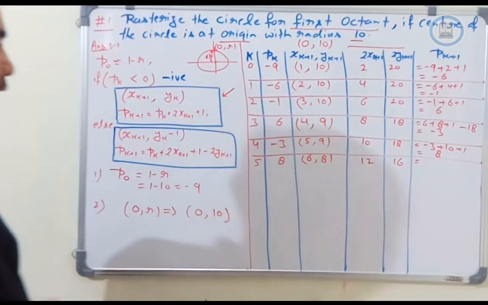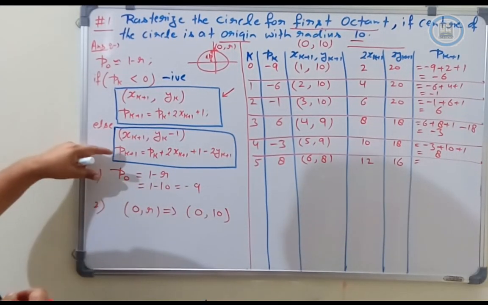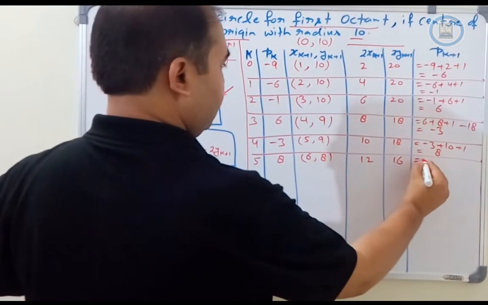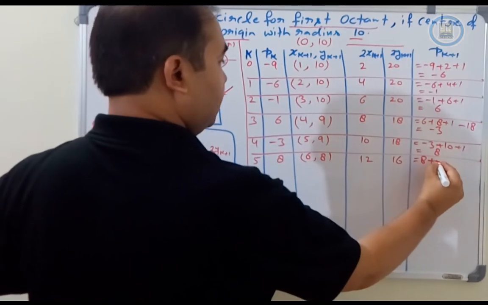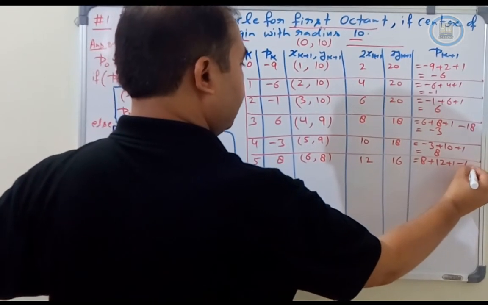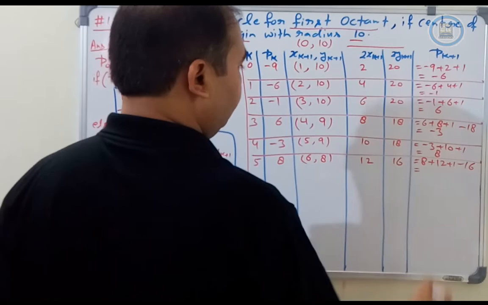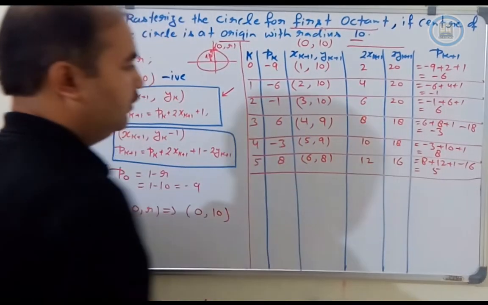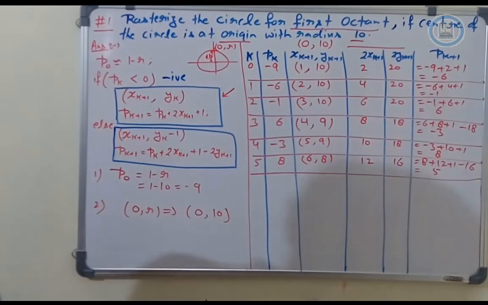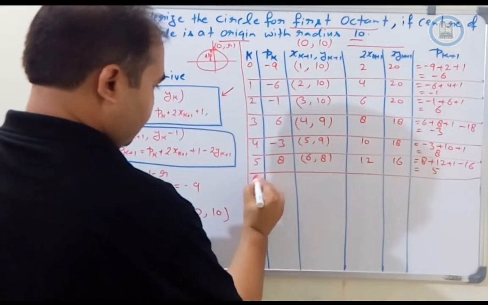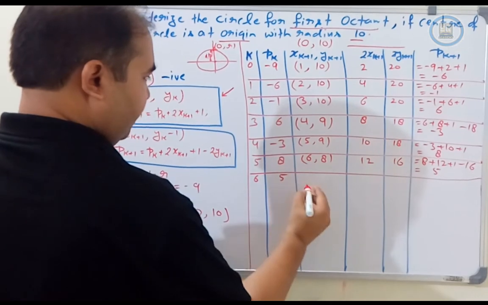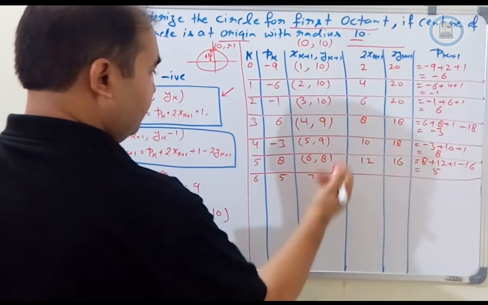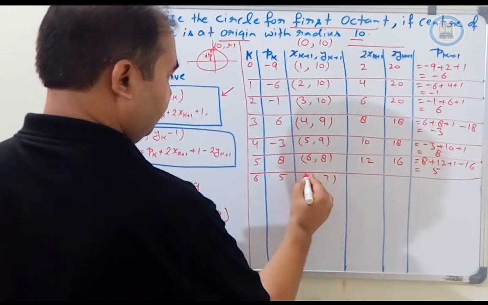So again calculate the decision parameter for the successive iteration. This is pk plus 1, this is pk, this is 8 plus 12 plus 1 minus 16. This will be 8 plus 12 is 20 plus 1, 21 minus 16, it will be 5. So next step, it is 5, this is 7. Because this is positive, it will be decremented, 7, 7.